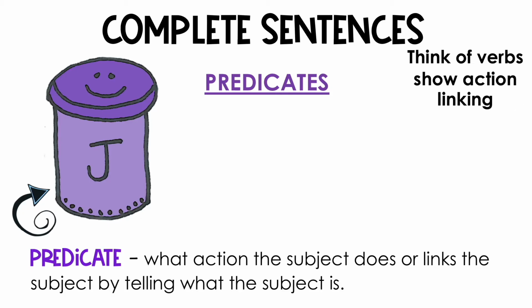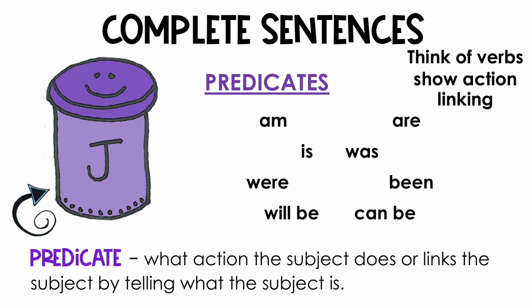It can also be a linking verb, which means it links the subject to something else in the sentence. For example, it could be am, is, are, was, were, been, will be, can be. These are all linking verbs, and they will link to something else in the sentence.